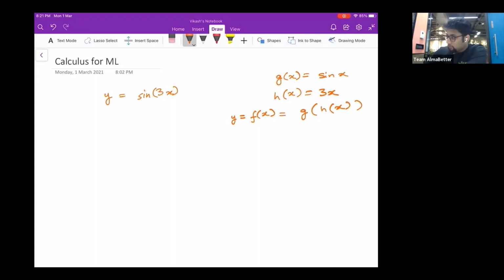So first you have to see what is h(x). h(x) is nothing but 3x, right? So this is nothing but g of 3x. So g of x is sin x, so g of 3x will be sin 3x. So this is your y. This is why this y is a composite function, because you can express it as a function of function, right? Now let's say you can have another construct.